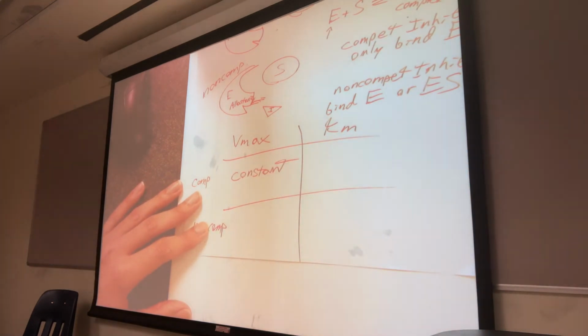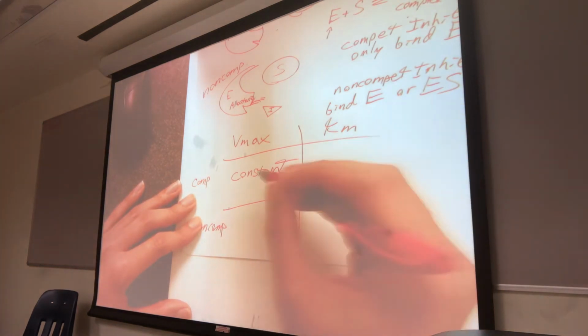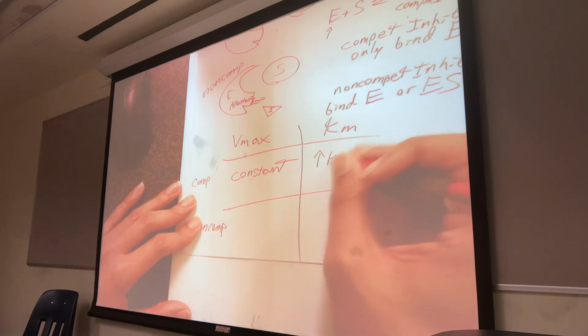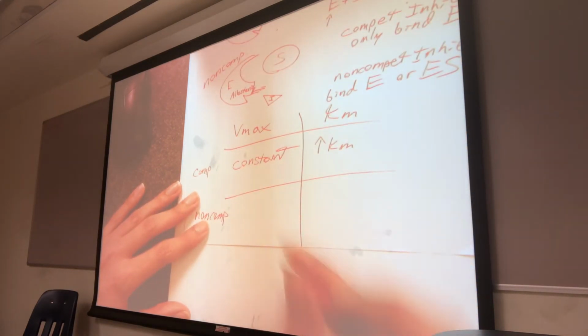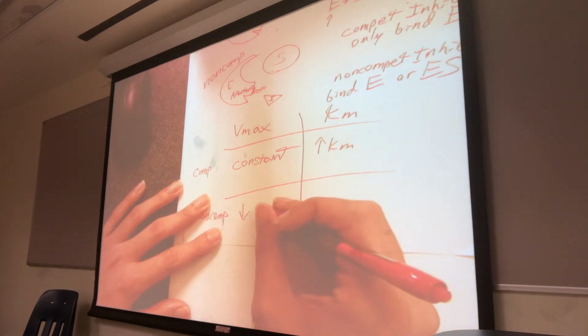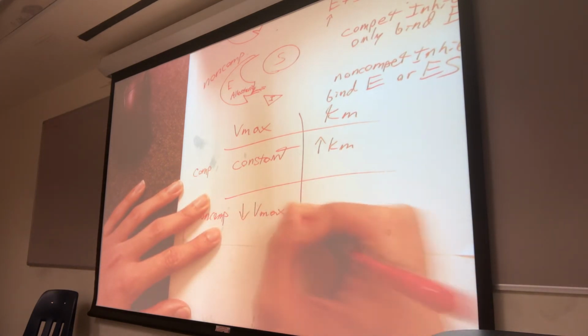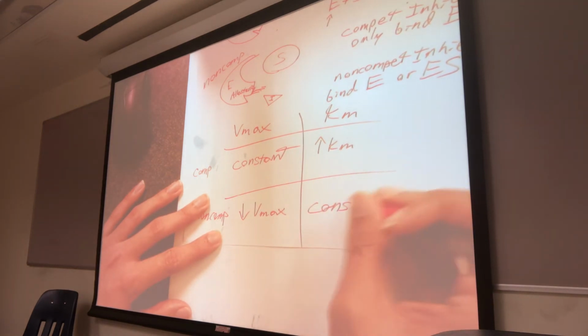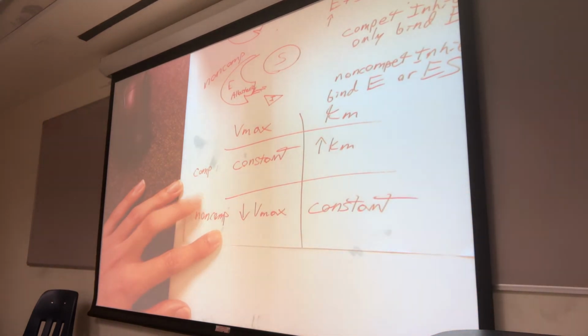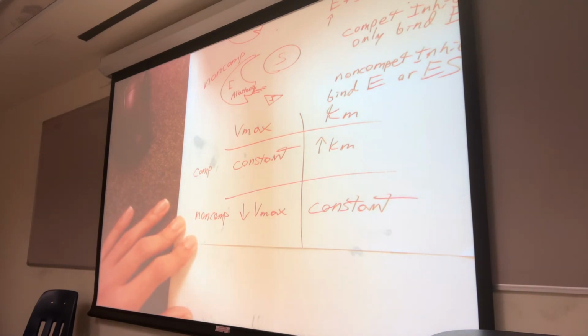Vmax is going to stay the same. It will not be affected. For a competitive inhibitor, it will actually cause Km to increase. Okay. For a non-competitive inhibitor, it'll cause Vmax to decrease, but Km will be constant. Okay? There are two ways to do this.